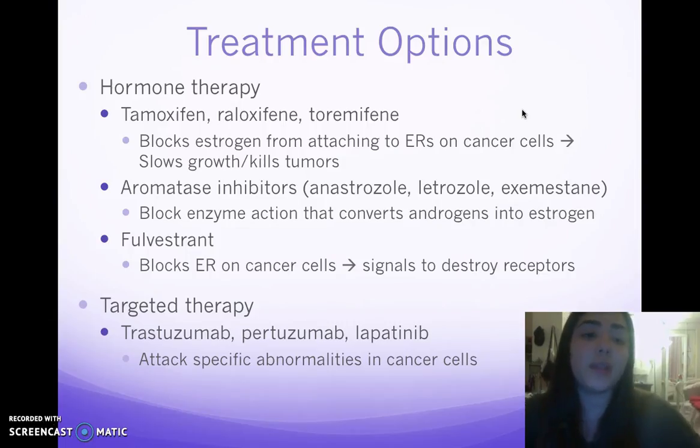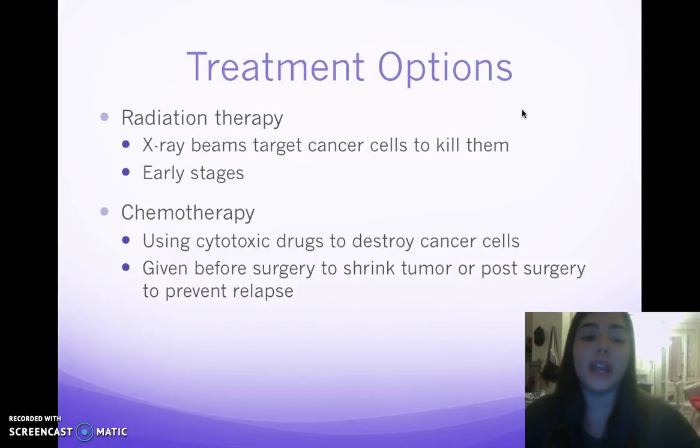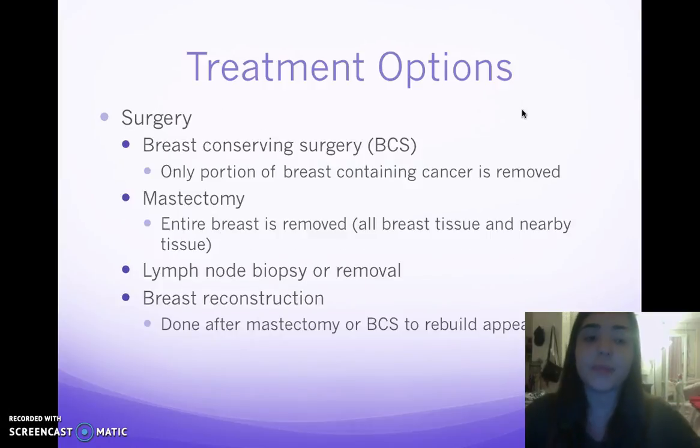So there are many treatment options. You can do hormone therapy, which blocks estrogen from attaching to the estrogen receptors, aromatase inhibitors, which block enzyme actions, and then there are hormone therapies that can block the actual cancer receptors, and then targeted therapy, which attacks specific abnormalities. There's also radiation therapy, which is done in the early stages and targets direct cells, and then chemotherapy, which is a cocktail of cytotoxic drugs, and that's usually given before surgery to shrink the tumor or post-surgery to prevent relapse.